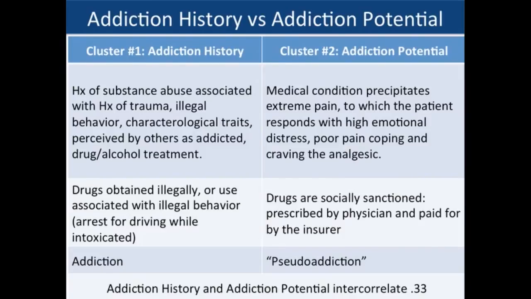But the second cluster, we call addiction potential, here it seems to be associated with a medical condition which precipitated extreme pain, to which the patient responds with high distress, poor coping, and craves analgesic to relieve distress, both probably emotional and physical distress. In this case, the drugs are socially sanctioned, quite the opposite of illegal behavior. They're socially sanctioned, prescribed by a physician, and paid for by the insurer.